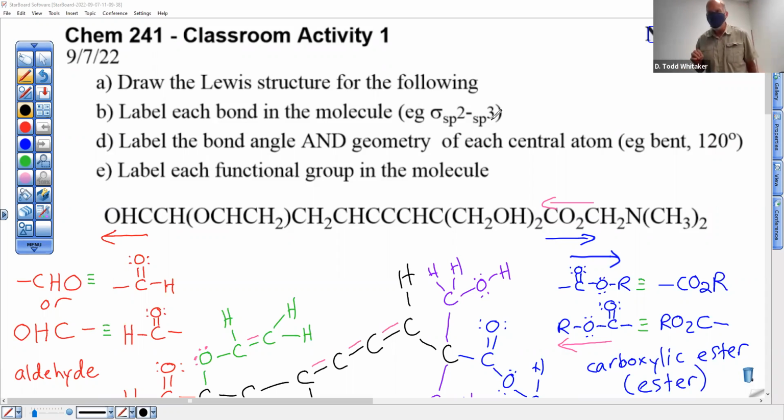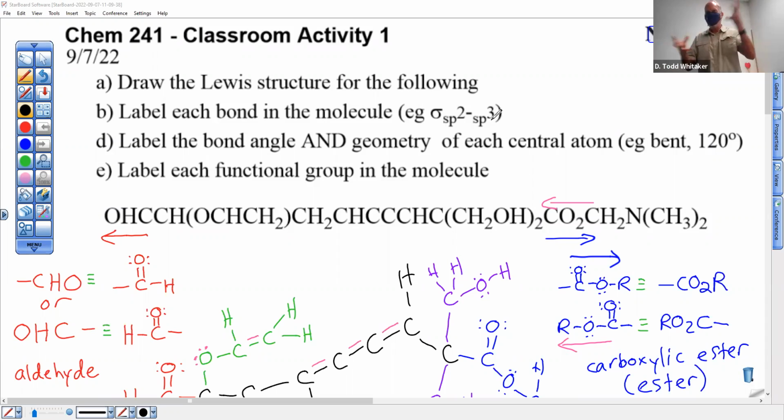And what were the two things you had to count for an atom to determine its hybridization? Lone pairs, and sigma bonds only, right? Don't count anything else. So we'll be doing that for every atom in this molecule except for the hydrogens, because hydrogens don't hybridize.